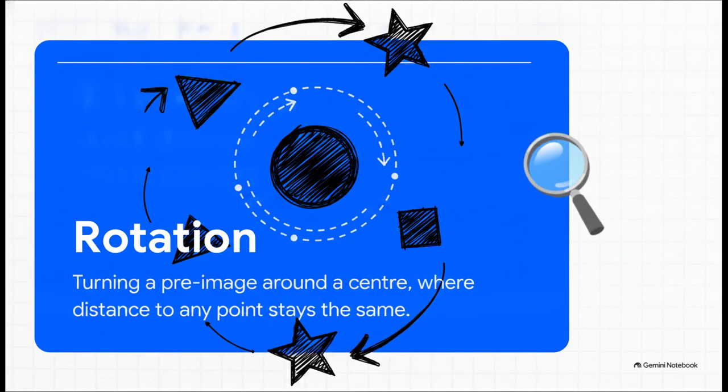Now, to back up step 3 in your written explanation, you'll want to use this formal definition provided by mathematical research. A rotation is turning a pre-image around a center, where the distance from the center to any point on the image stays the same. In fact, every single point lies on an invisible circle around that center point. When you actually type out your reasoning, explicitly stating that the distance from the center to any given point remained identical proves you didn't just let the software do the work for you. It shows you actually understand the geometry running behind the software.